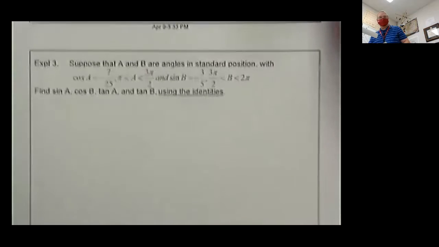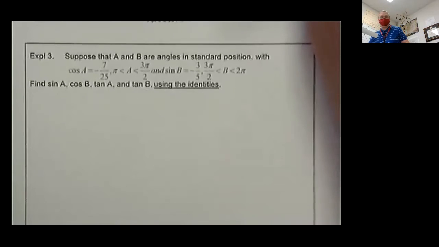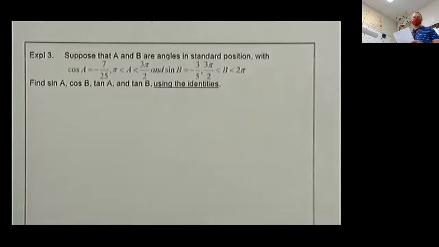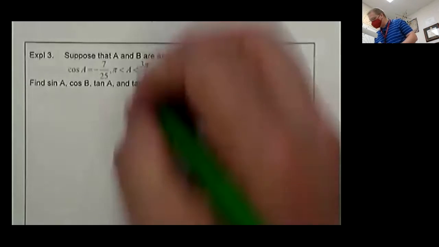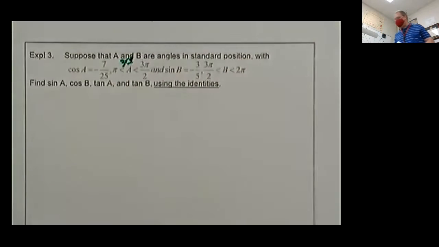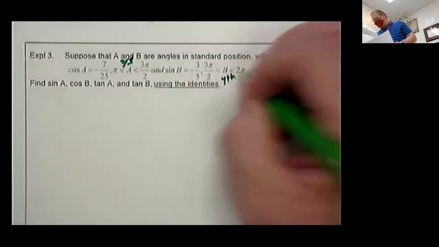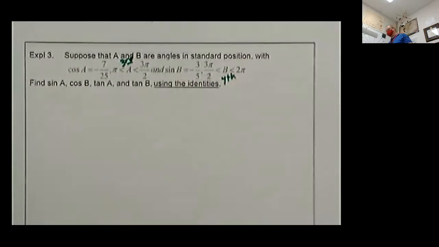Example 3 looks at another version of a problem. Suppose that A and B are angles in standard position with cosine of A equals negative 7/25. We know A is between pi and 3 pi halves, so it's between 180 and 270, so it's got to be in the third quadrant. And sine of B is negative 3/5, and we know that B is between 3 pi halves and 2 pi, so B has to be in the fourth quadrant. We want to find sine of A, cosine of B, and tangent of A and B using identities.